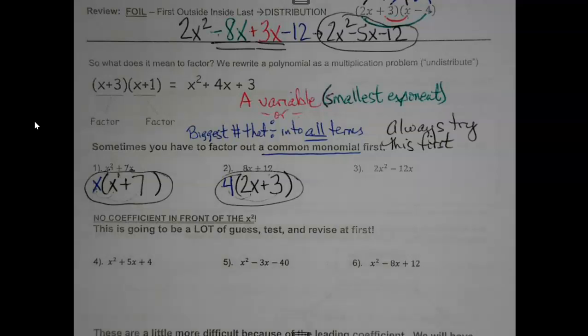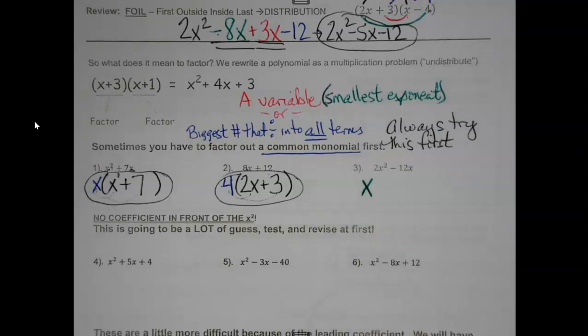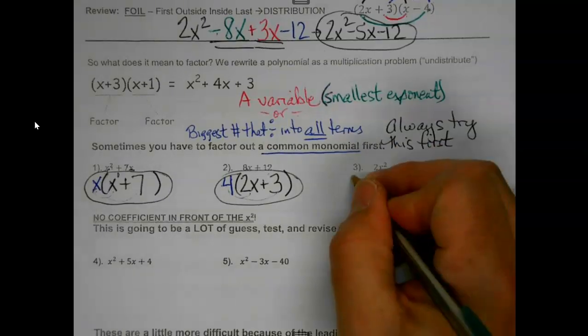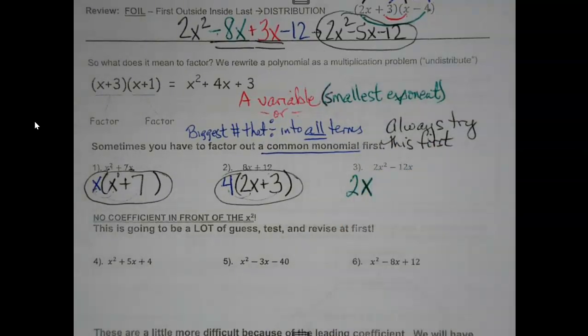The one that covers them all. 2x squared and 12x, what do those two have in common? There's 2 things. They both have an x. Anything number-wise? 2. So it can be both.